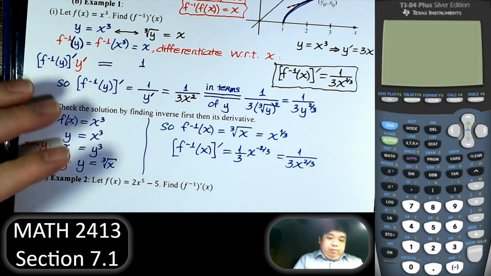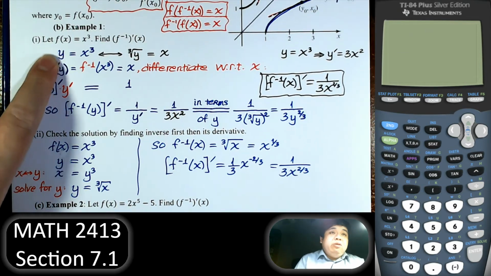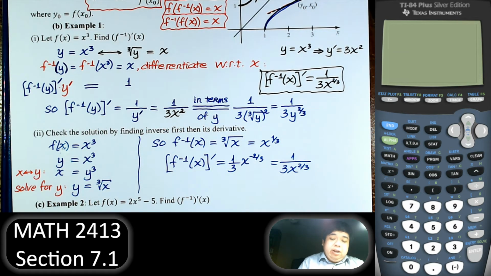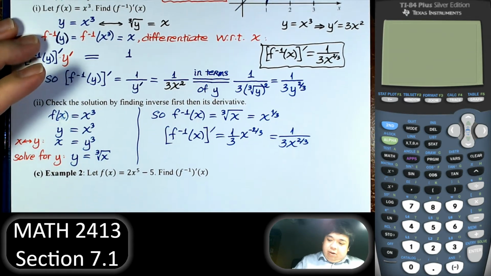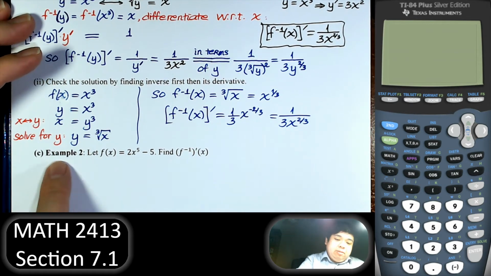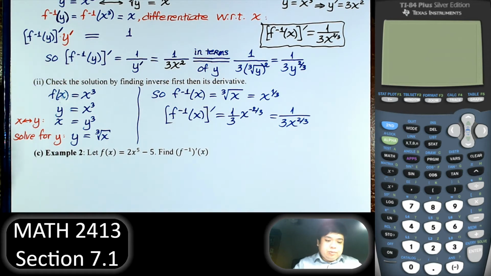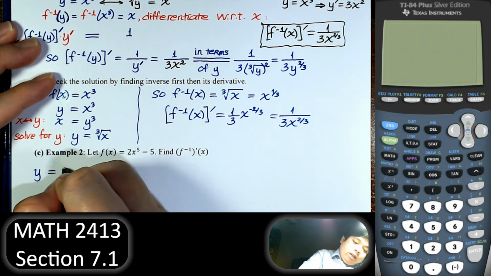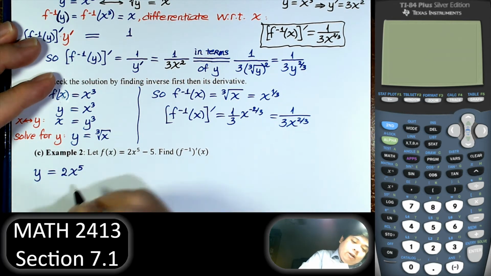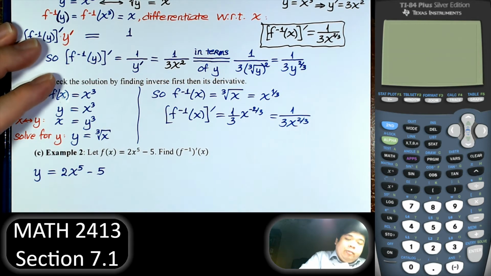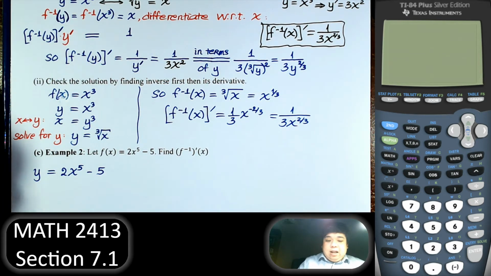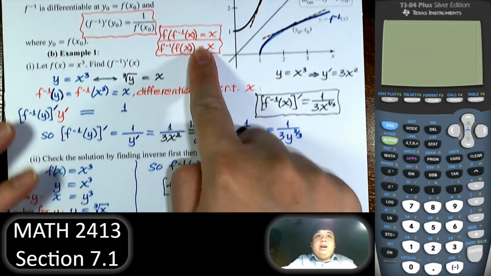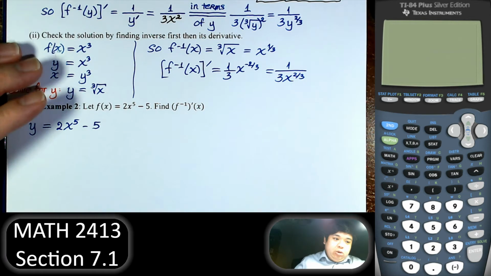Bottom line is, replace the function by y, take the inverse on both sides, and find the derivative implicitly, right? So let's find the derivative of the inverse of this function. First, we write y equal to 2x to the 5th minus 5. After that, taking the inverse on both sides gives us back x, because that's the definition of the inverse. So we take the inverse on both sides.